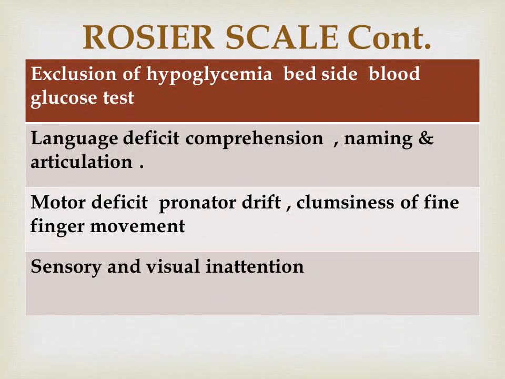This is called the Rosser scale. Exclusion of hypoglycemia is a must in this score. This is done by a bedside blood glucose test. Language deficit includes comprehension, naming, and articulation. Motor deficit includes pronator drift and clumsiness of fine finger movement, plus sensory and visual inattention. You are all familiar with the CNS exam.